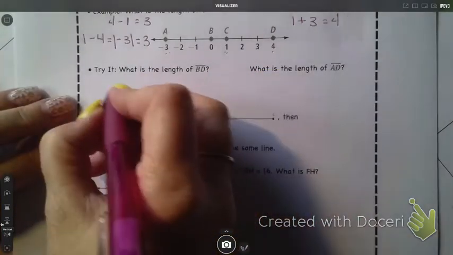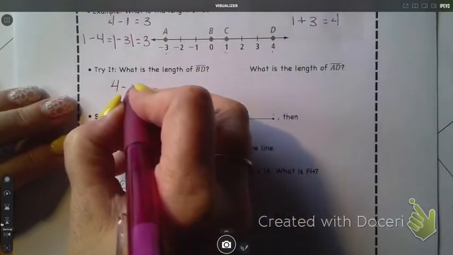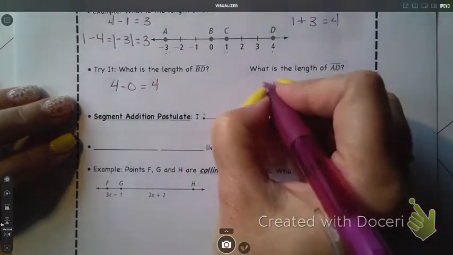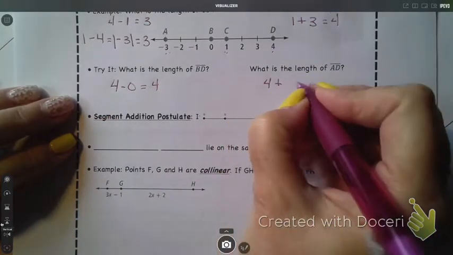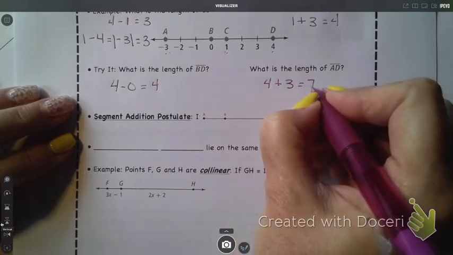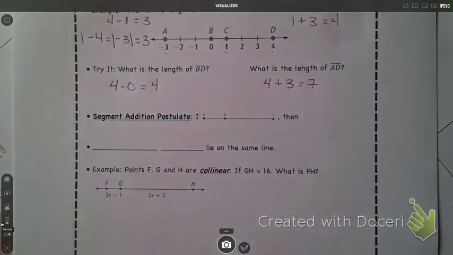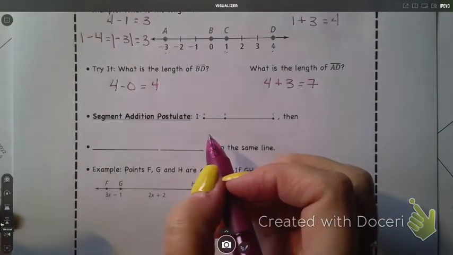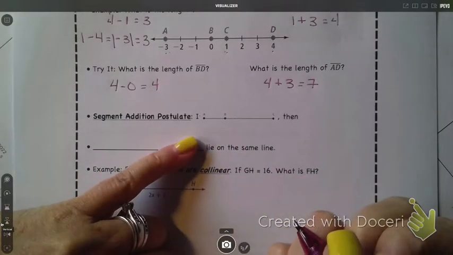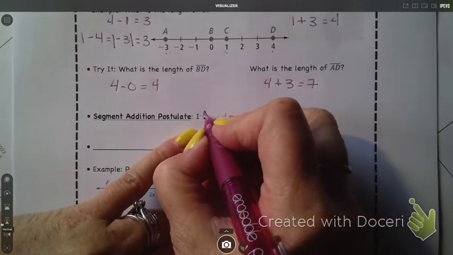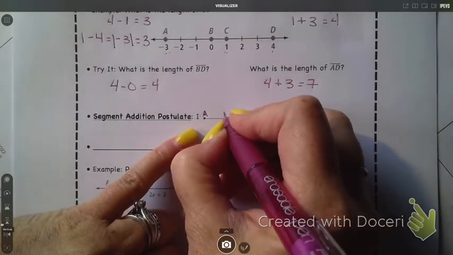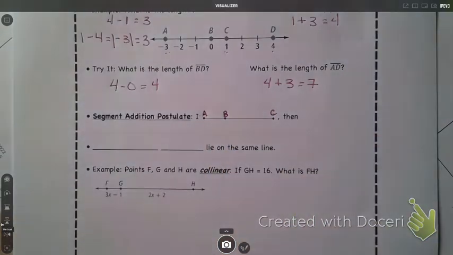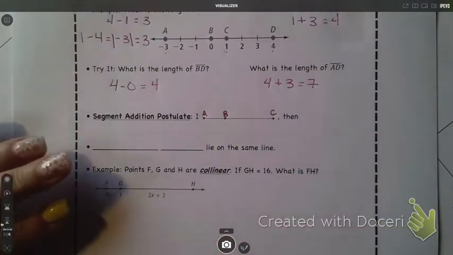Okay, so BD is 4 minus 0, which is 4. And AD is 4 minus a -3, so it is 7. Good? Okay, so on your line, mine is very small. Is yours a little bigger? No. Okay, so this is an A, this is a B, and this is a C. So if you can't see it, just write it on there.